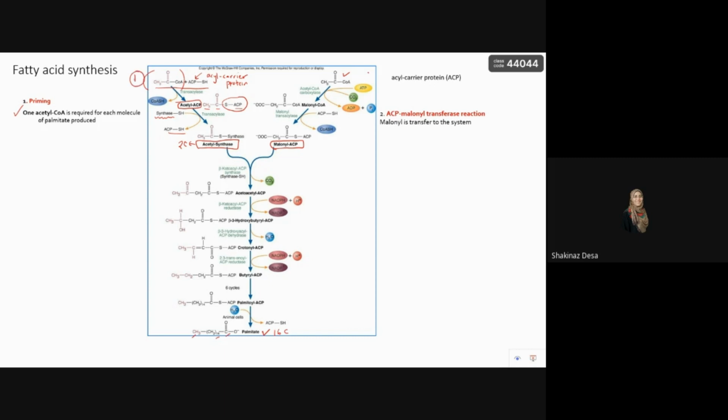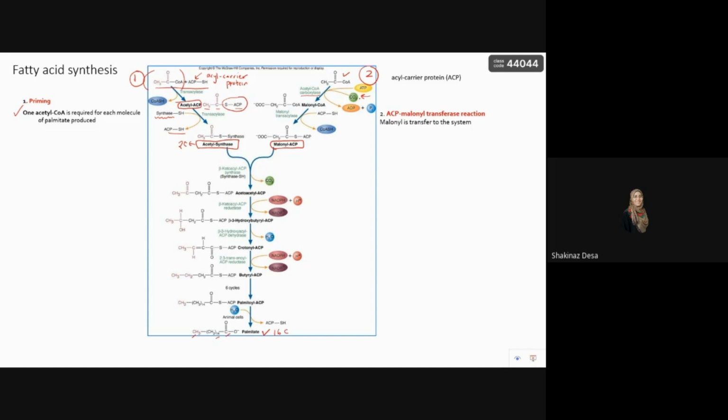Satu lagi kat sini. 2 acetyl-CoA to start off. Okay, so what happened to acetyl-CoA? It will undergo a carboxylation. Tengok kata ni, carboxylase enzyme ni meaning that we are going to add carbon. Berarti ada penambahan carbon. Mana nak datang carbon tu? It comes from carbon dioxide right here. Dia datang daripada carbon dioxide.